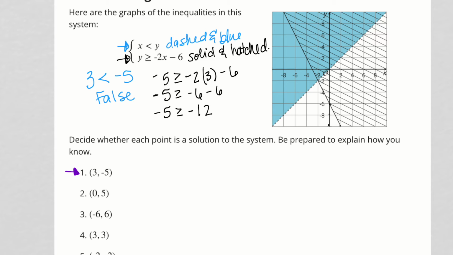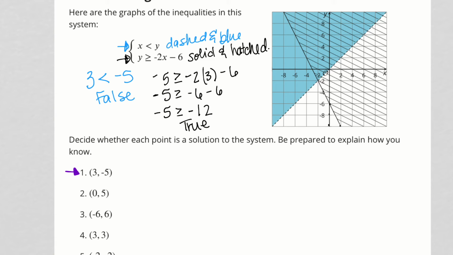Okay? So is negative 5 greater than or equal to negative 12? Yes, that is true. So is 3, negative 5 going to be a solution to this system? No, because one of them was false. So they both have to be true.